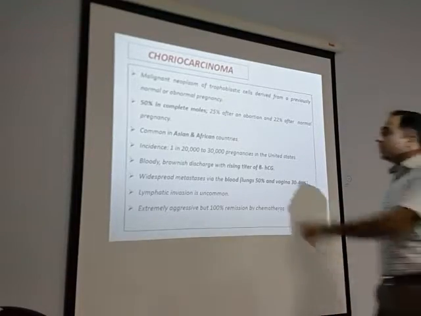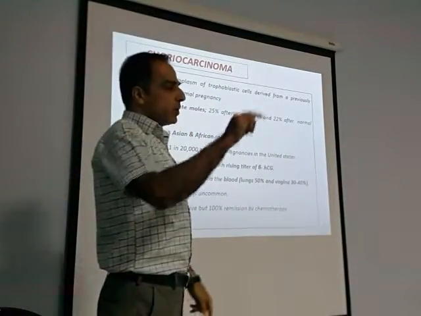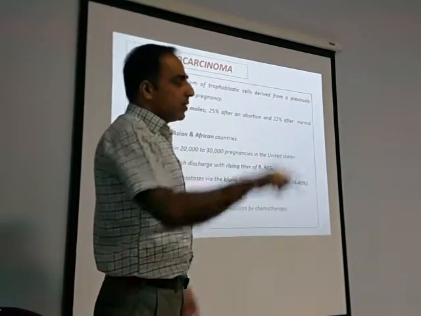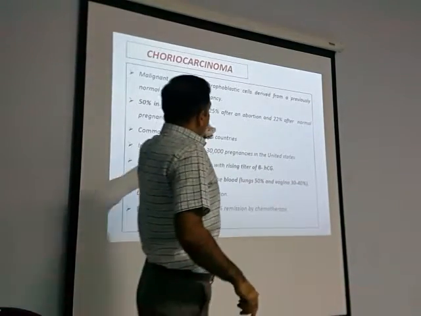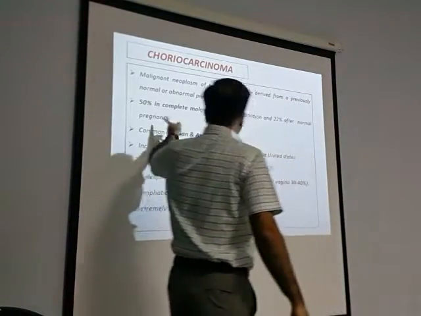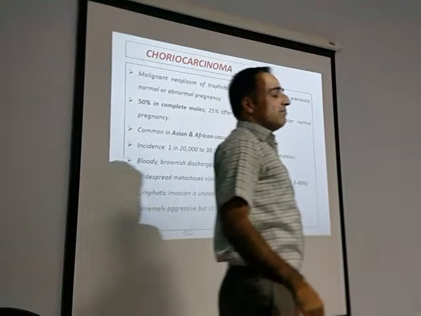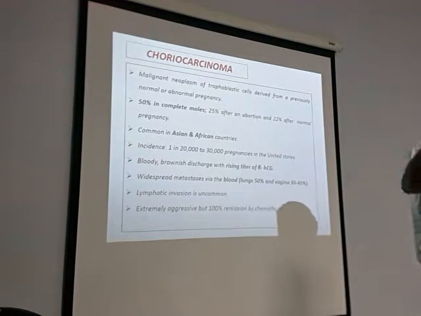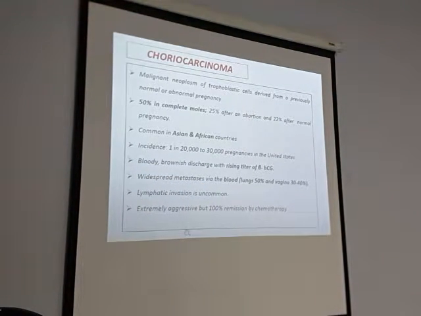So how will it occur? 50% of the cases will follow complete moles. 25% will follow abortion. And 22% after normal pregnancy also. So if a female is having a normal pregnancy, she can still have choriocarcinoma. There is no guarantee that she will not have it. After a complete mole, there is about a 2.5% chance. There is no protective factor.